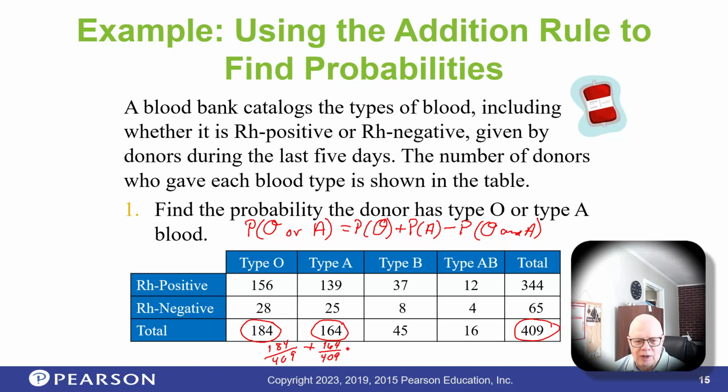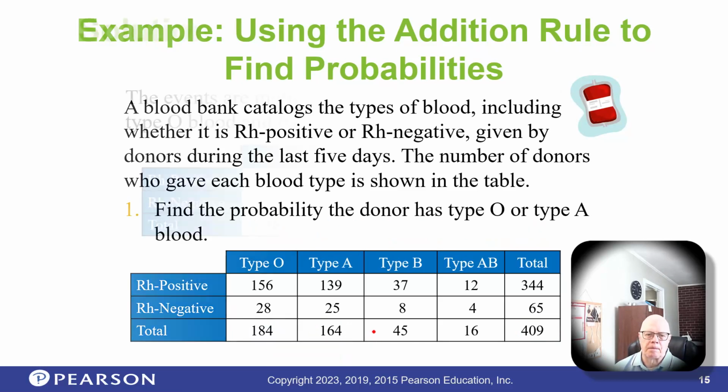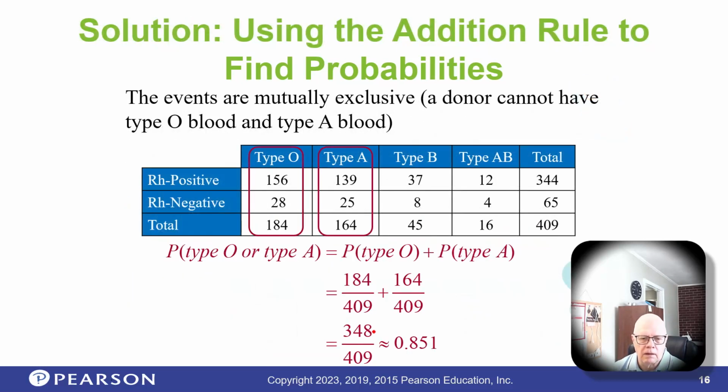Now, the question is, what's the probability of having type O blood and type A blood? Well, they're exclusive. They're mutually exclusive. So we're not going to be subtracting anything. And converting that to a decimal, we've got about an 85% chance of a person having type O or type A blood, according to our survey.